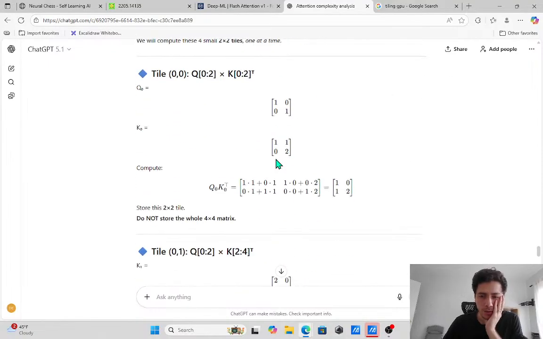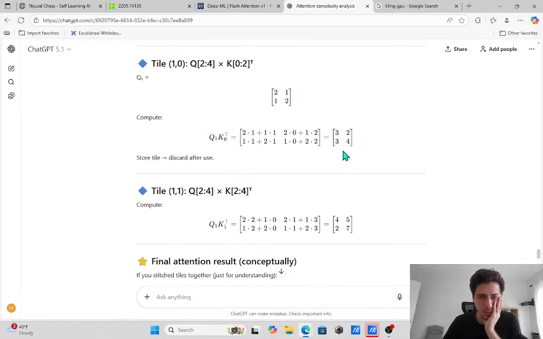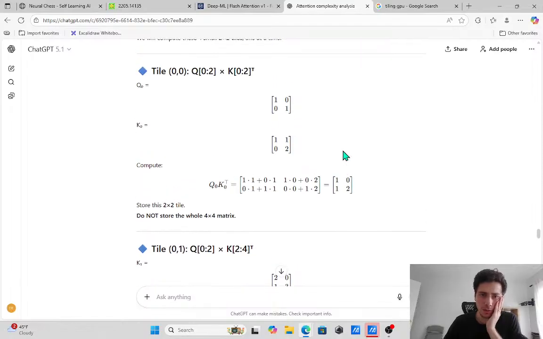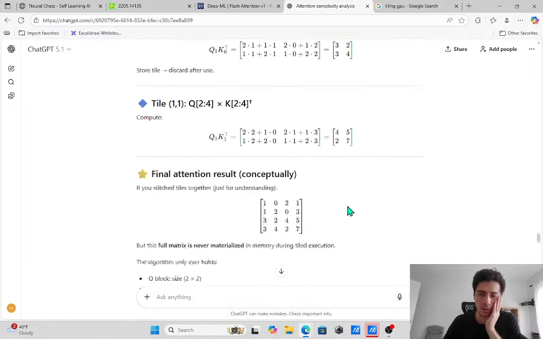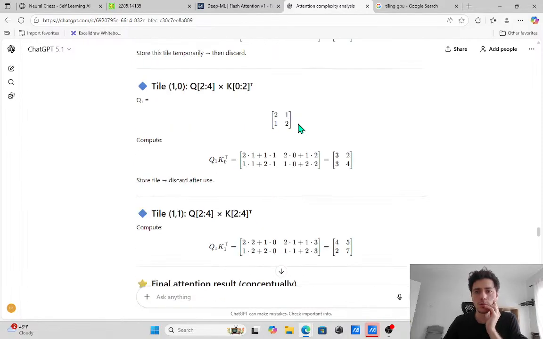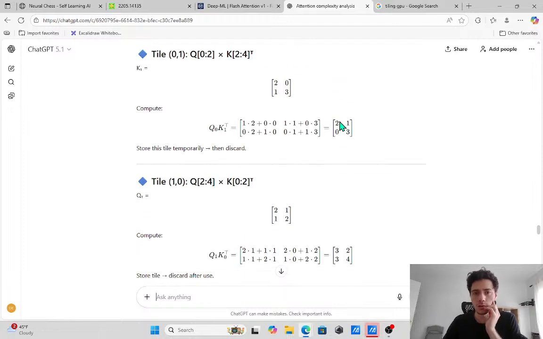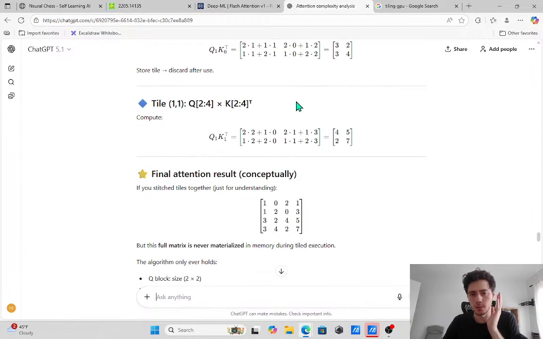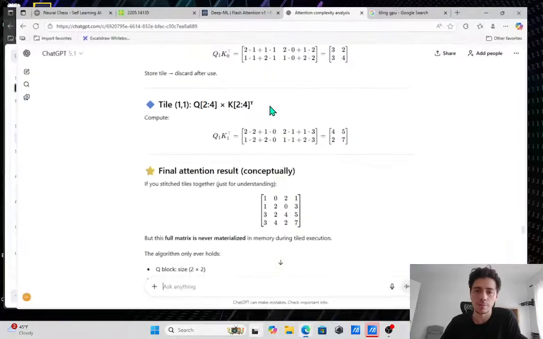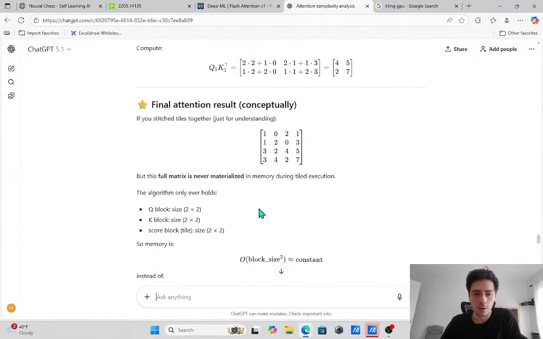Okay, so we do each computation. I guess the softmax part was really annoying me. But I guess they compute every single tile, and then they stitch it all together, because this should be tile 1 and this is tile 2. So we compute each tile, it goes to the GPU, and then we take the 2x2 results and put that into a new matrix, which is this matrix.